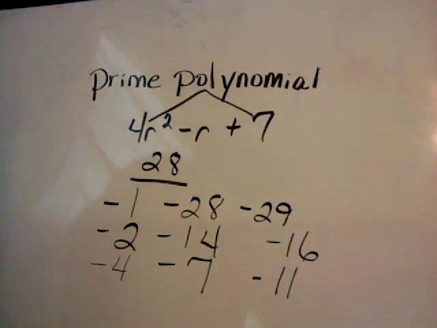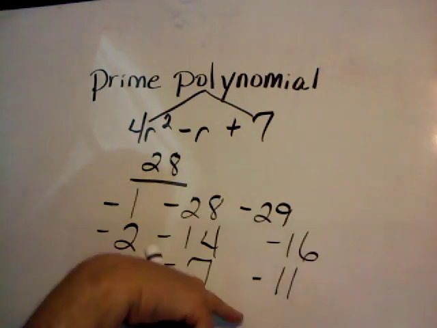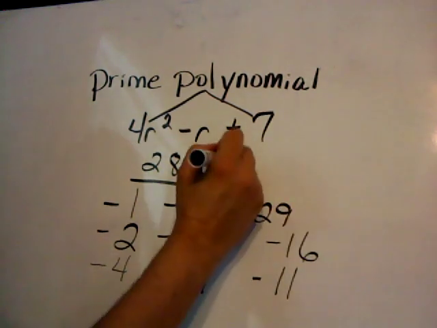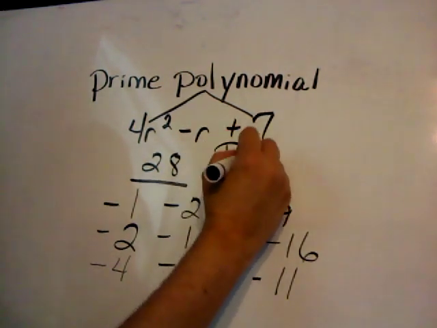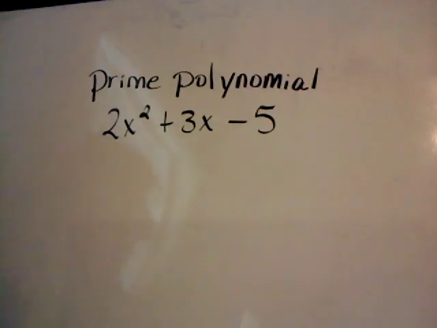Make sure that you've exhausted all of your factors before you decide that it's prime. Once you've exhausted all of your factors and the ways that it can be worked out, then you can consider this a prime polynomial. Okay, let's look at 3b.